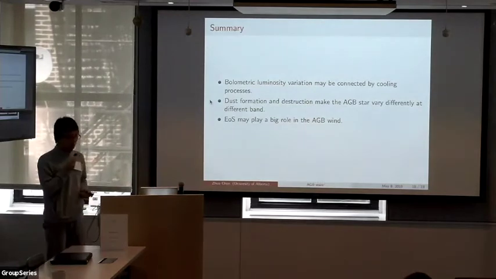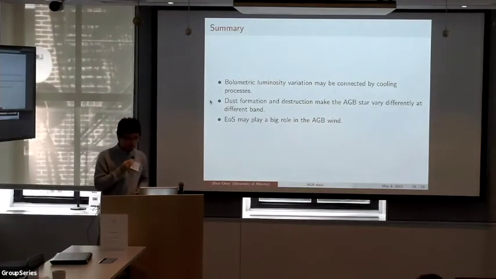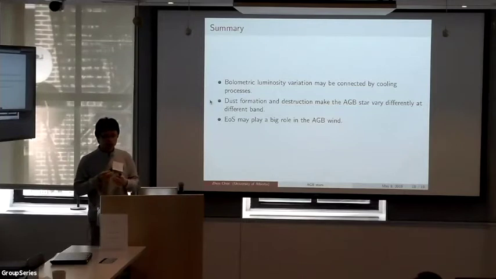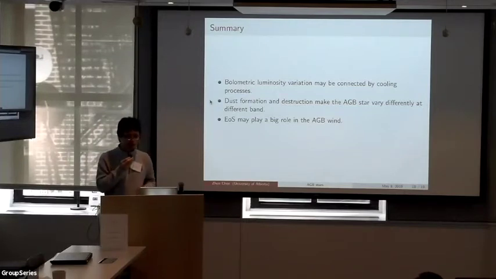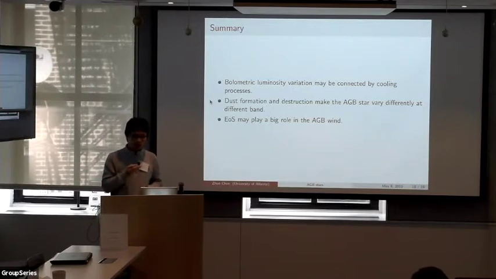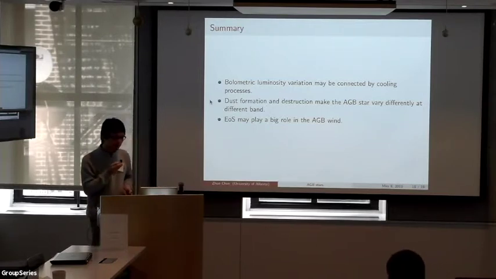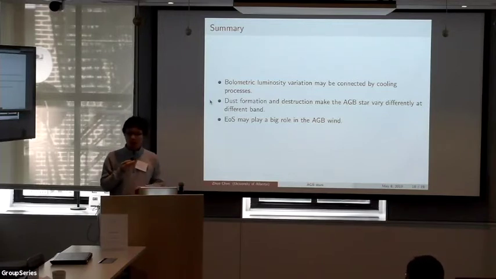And so to summarize, I think the volumetric luminosity variation could be connected by the cooling process. So you cool the gas and deposit that energy into radiation. And dust formation and destruction of the AGB star vary differently at different bands, because dust has different opacity at different wavelengths. And equation of state is playing a role in the AGB wave.